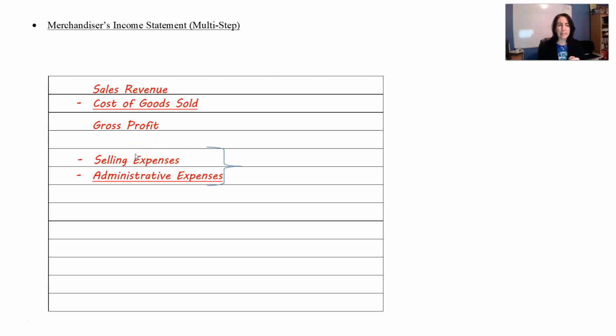From there, we subtract selling and administrative expenses. Selling expenses are things like the cost of the store, sales salaries, advertising costs, things like that. And administrative expenses are just the cost to run your business, right? The cost of the payroll department salaries, and the people who run the business, the CFO and the CEO. Those two together are what's known as operating expenses.